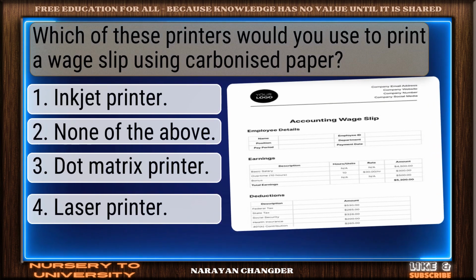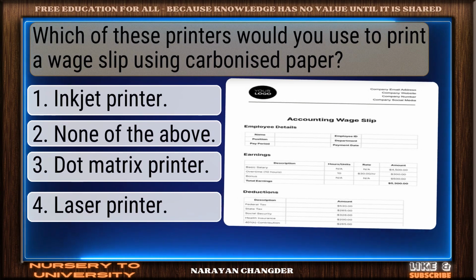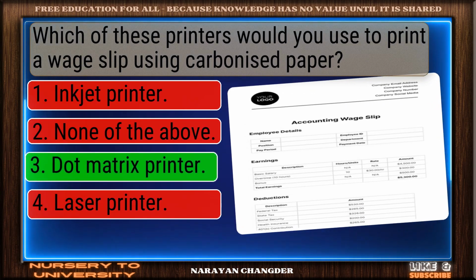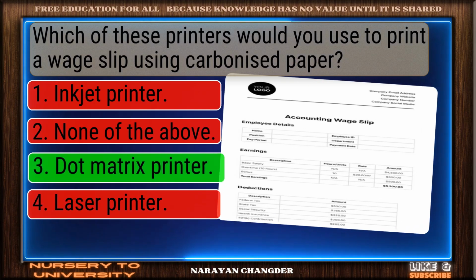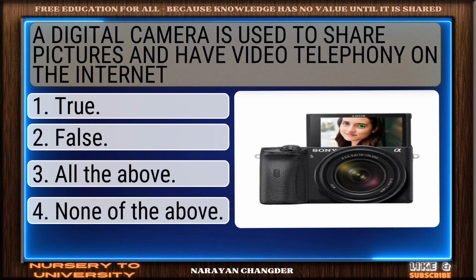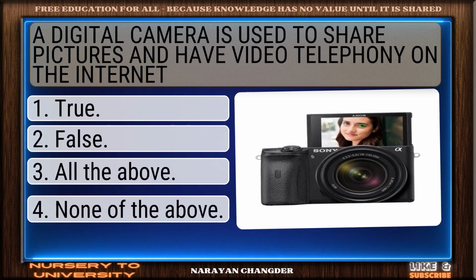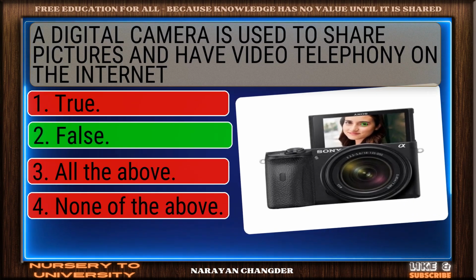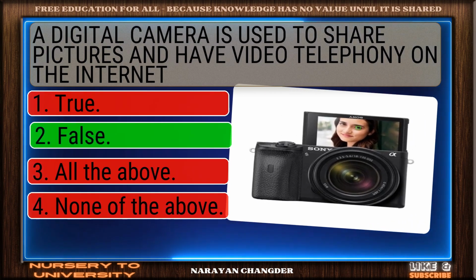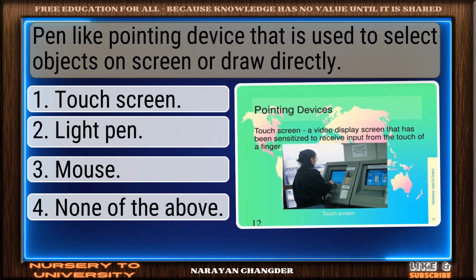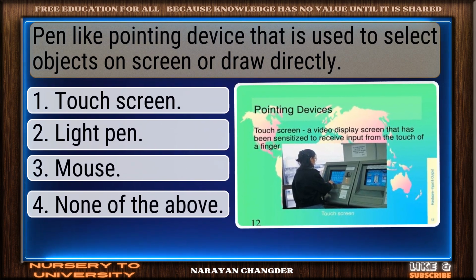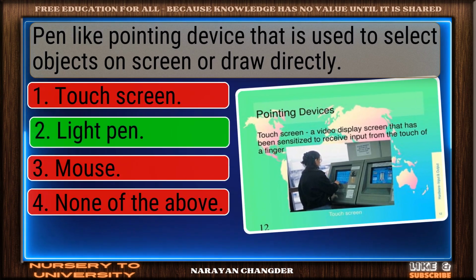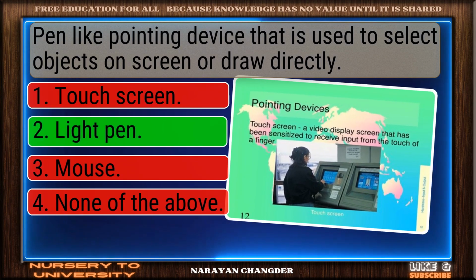Which of these printers would you use to print a wage slip using carbonized paper? Smart move. Dot matrix printer is an accurate answer. A digital camera is used to share pictures and have video telephony on the internet. On track. False is the correct answer. Pen-like pointing device that is used to select objects on screen or draw directly. Correct response. Light pen is the most accurate answer.